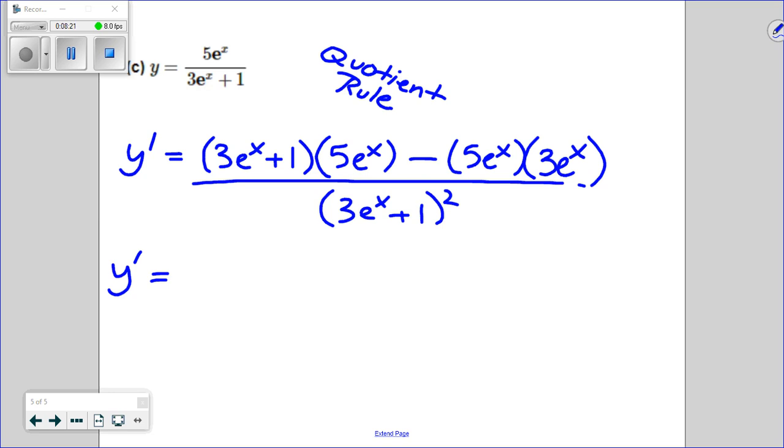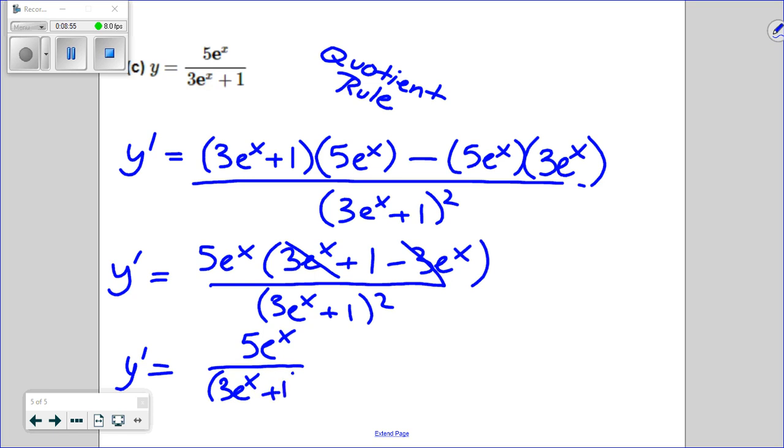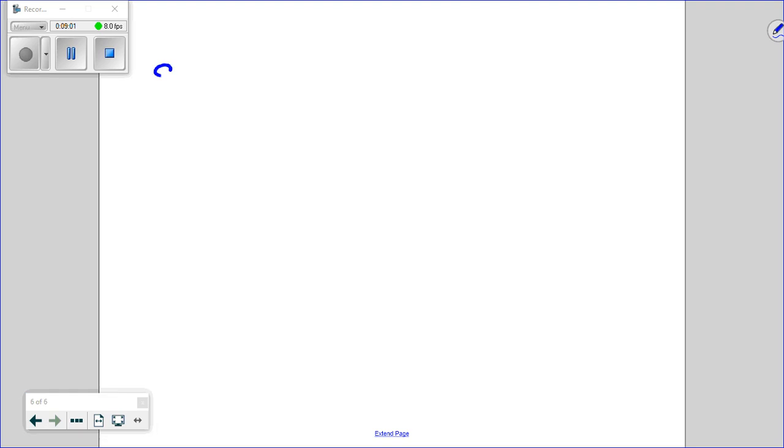So we can factor our numerator. Definitely noticing we can factor out a 5e to the x, and that would leave 3e to the x plus 1 minus 3e to the x, okay? Those are going to add to zeros, so you end up with 5e to the x times 1 over (3e to the x plus 1) squared, and then that'll just simplify to 5e to the x over (3e to the x plus 1) squared. Okay, so you guys, I want to add one more example with a logarithm.